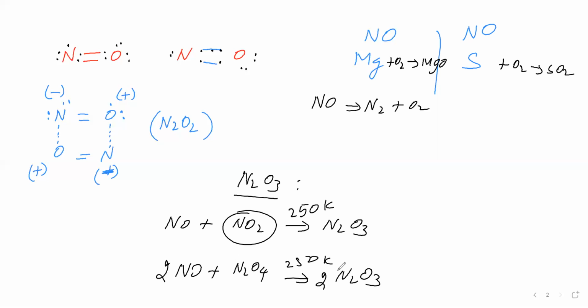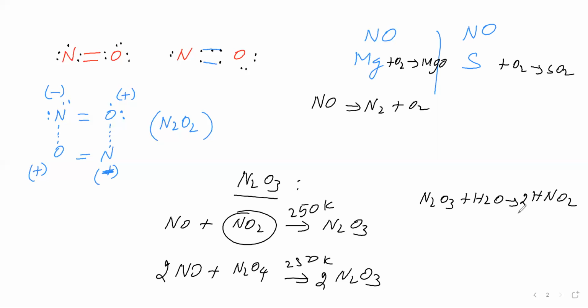This N2O3 is a blue solid. This is an acidic oxide. How do we say it is an acidic oxide? Because with water we get HNO2, nitrous acid. Therefore, it is an acidic oxide. In nitrous acid, if you remove water, we will get N2O3. Therefore, N2O3 is the anhydride of HNO2. Anhydride means if you remove water from here, you will get N2O3.